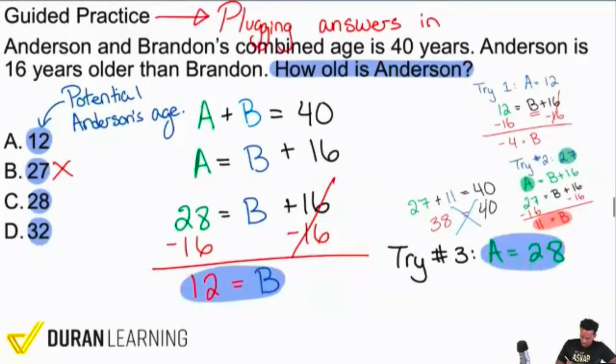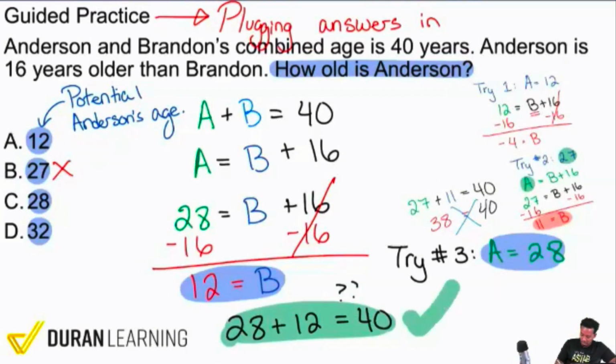So if I take 28 plus 12, is that going to be equal to 40? Yes, that will equal 40. That checks out. And then C would be your answer in that case. Yes, although I am not 28. I lied because I don't want y'all to know my age.